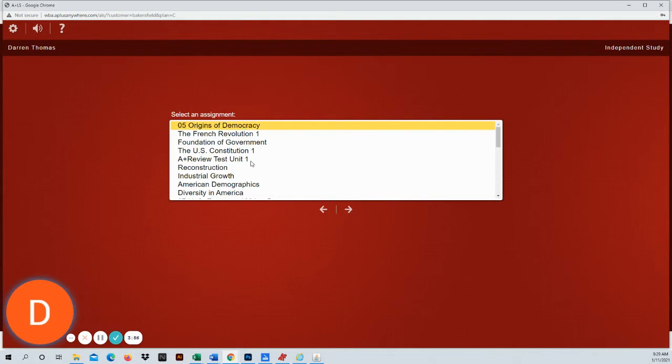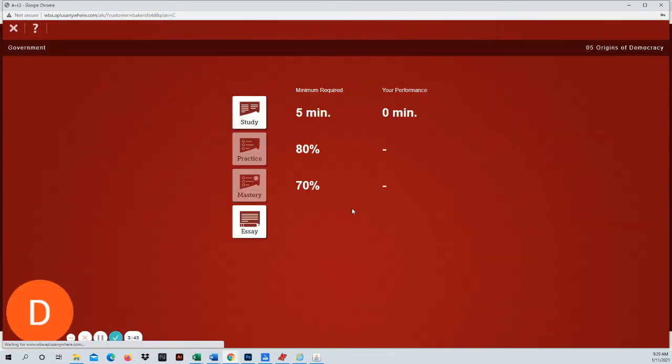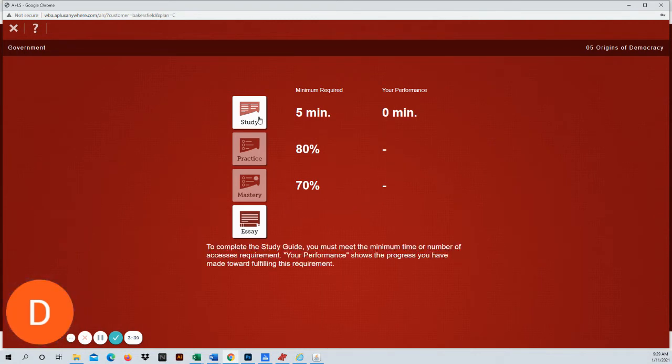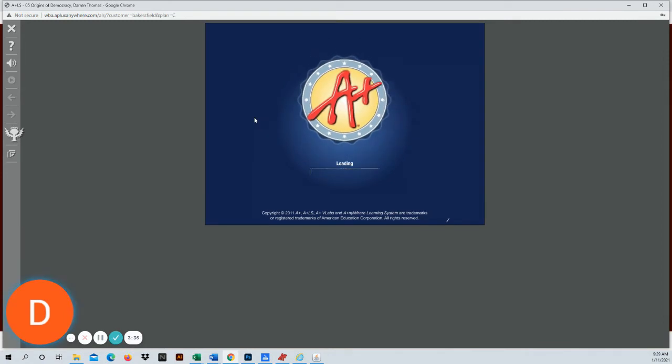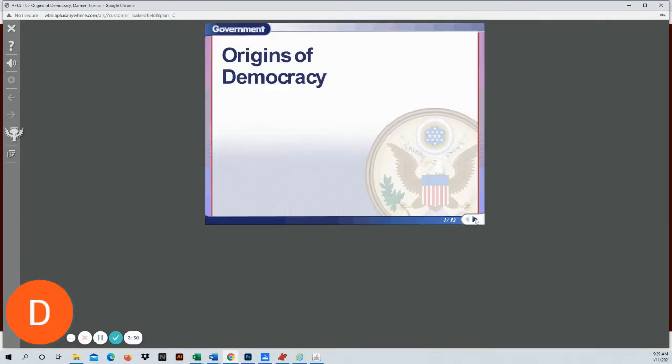Again, these are chapters. This is the end of 1 week's work, and that is equal to 1 unit of credit. So if we click on the first chapter, we have to complete this chapter before we can move on. And throughout the A+ system, it's pretty much the same setup. You're going to start with study materials. So we click on study, and we need to spend 5 minutes going through these materials.